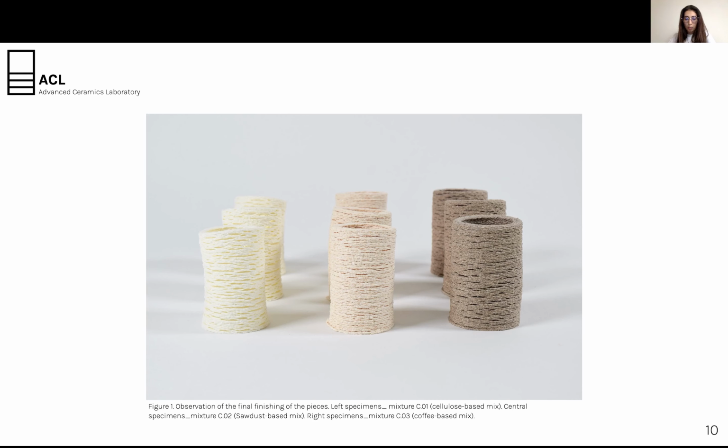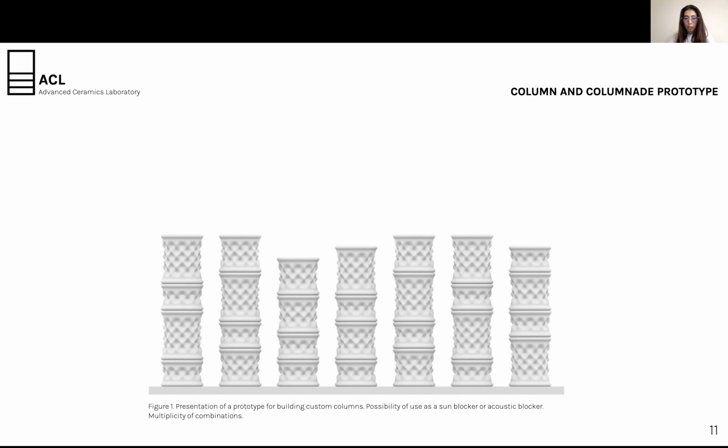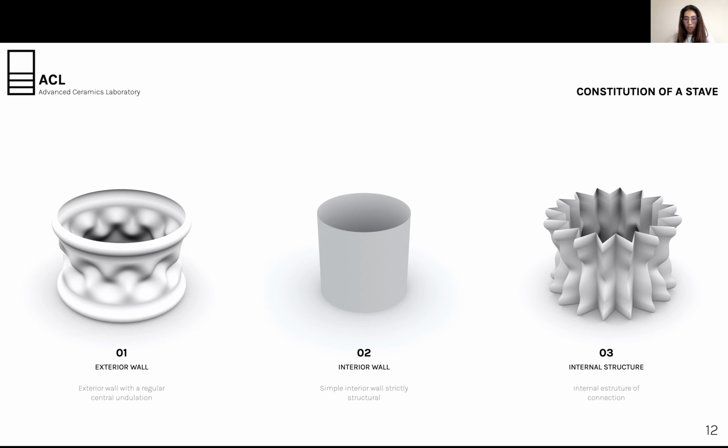A column system composed of staves with different heights and configurations is conceived with the help of computational design tools. The purpose was to test the use of composite materials developed for the manufacturing of the column parts. Each stave consisted of an external membrane that has a regular central undulation, a simple interior wall strictly structural, and finally an internal structure in a V-like shape connecting the finishing wall of the object.